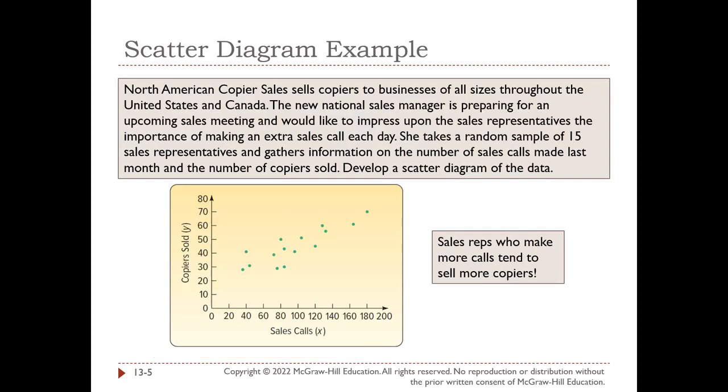So what we're going to do with a scatter diagram is basically graph it. What we're going to look at is whether there's any kind of pattern, kind of like a line going through. And as you can already see, these dots are grouped pretty close together also. So that could mean that there's a high correlation between sales calls and copiers sold. In fact, the more sales calls, it looks like, the more we typically would sell. Okay, those are just observations from the scatter diagram.